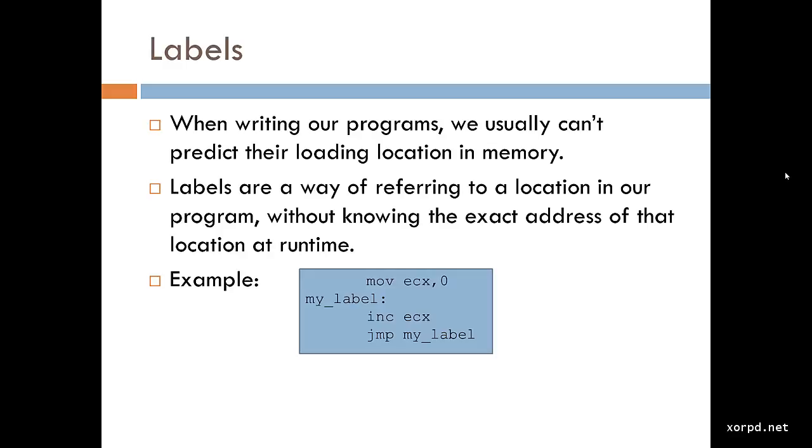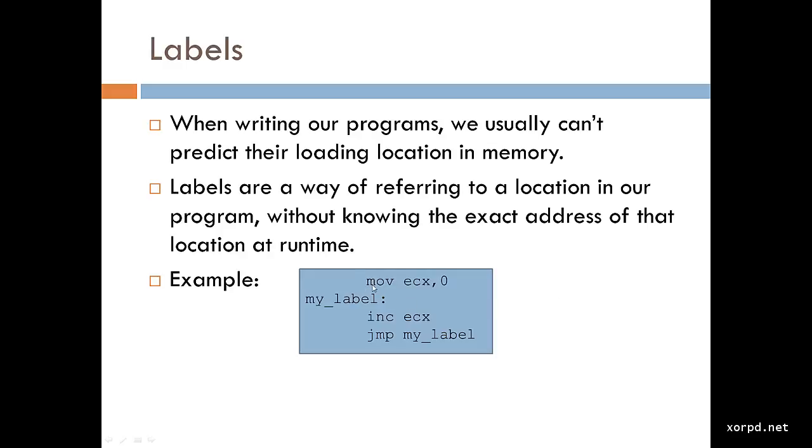This is mostly important when you write assembly programs that are going to work over some kind of operating system. For example, if you write your program so that it runs inside the Windows operating system or maybe the Linux operating system, then definitely you are not going to choose your own location in memory. Labels are a way of referring to a location in our program without knowing the exact address of that location at runtime. What does that mean? Let's look at an example.